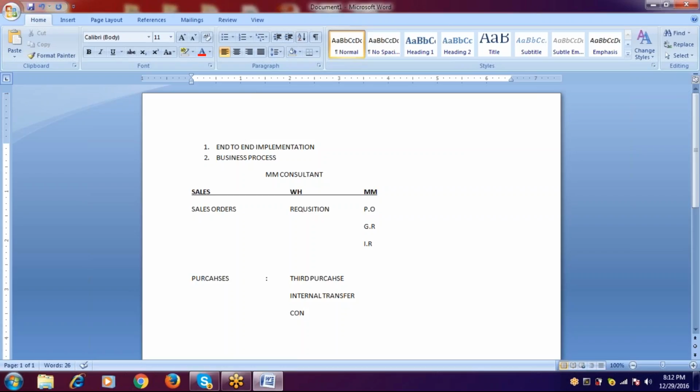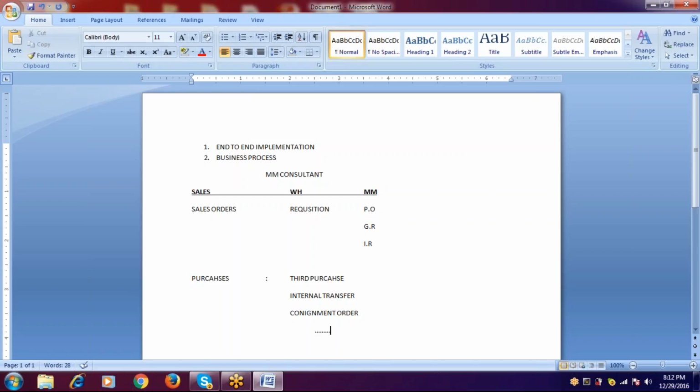Okay, and during the PO, whether the purchase is a third party purchase order, or an internal transfer, or a consignment order, or a number of different orders, it depends upon the client requirement. We make those orders against that requisition.